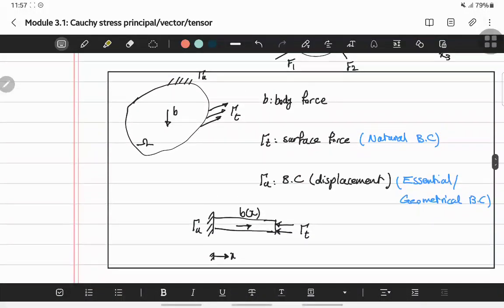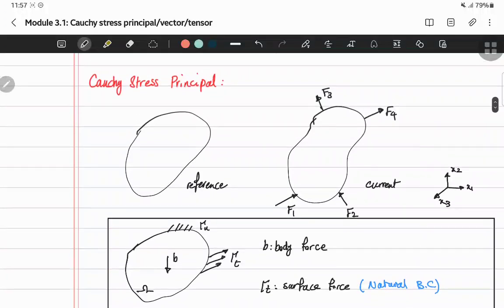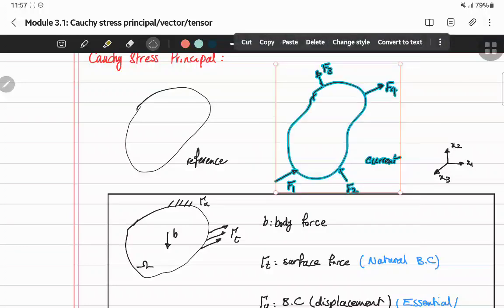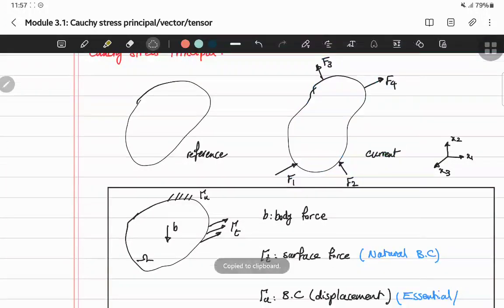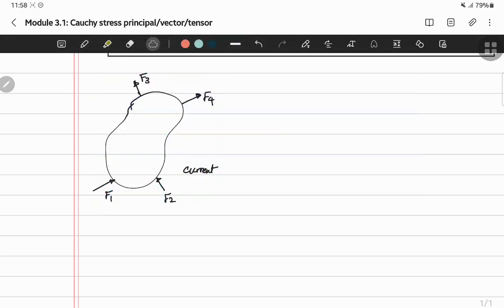All right. So let's get back to our potato shape in here. Here we have this shape.